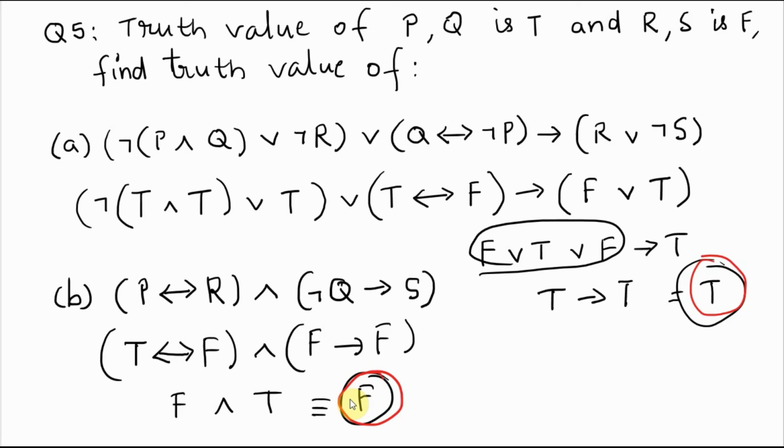Because AND logic says that if any one of the statements is false, the entire compound proposition is going to be false. So these are the answers to these two questions.